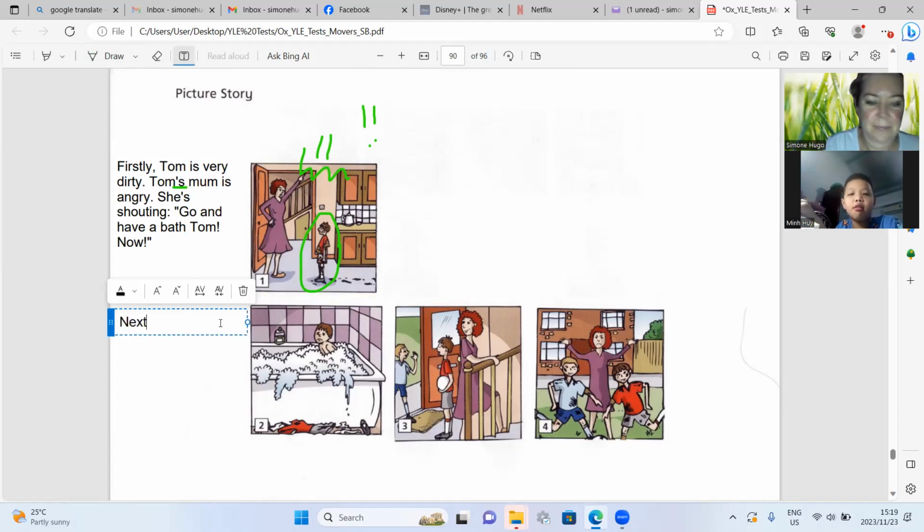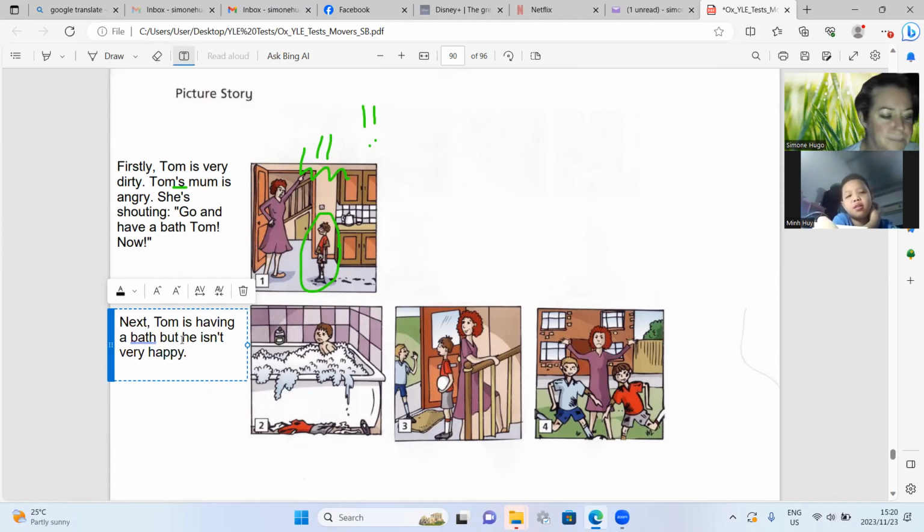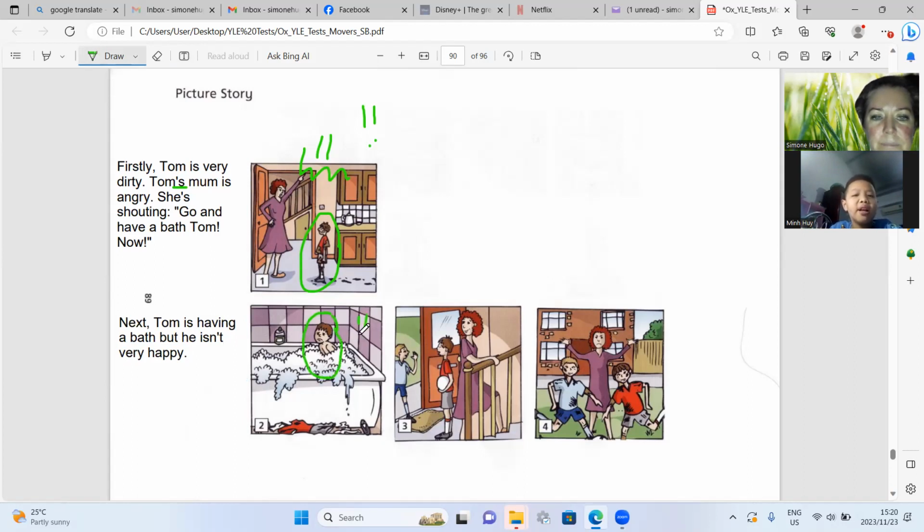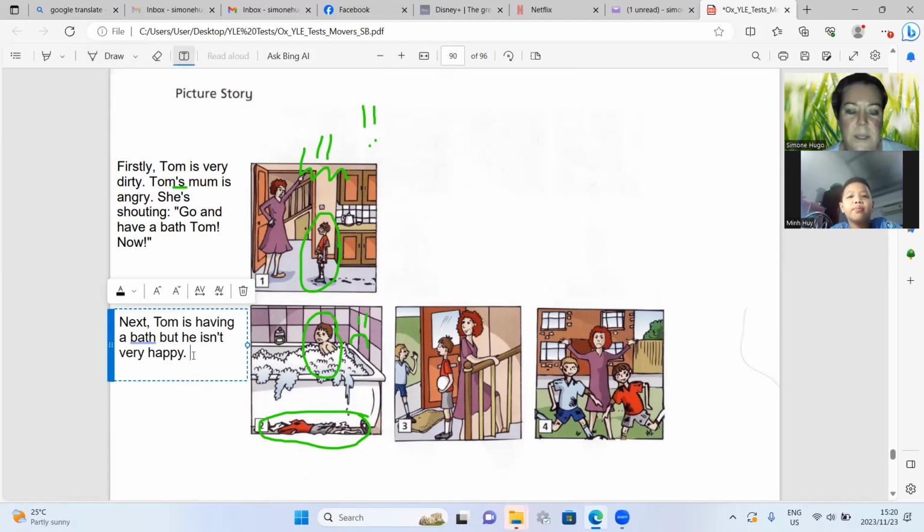Then he is going to the bathroom. Who's having a bath? What is Tom doing? Tom is having a bath. Is he happy or sad? He's very sad. Where are his dirty clothes? Yes, Tom is having a bath, but he isn't very happy. His dirty clothes are on the floor.